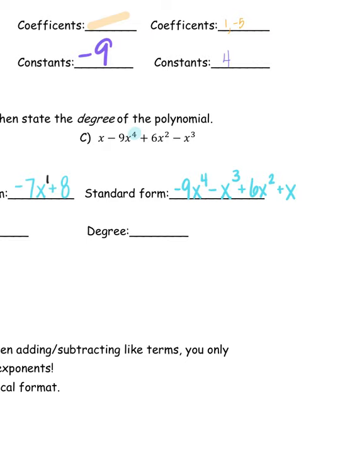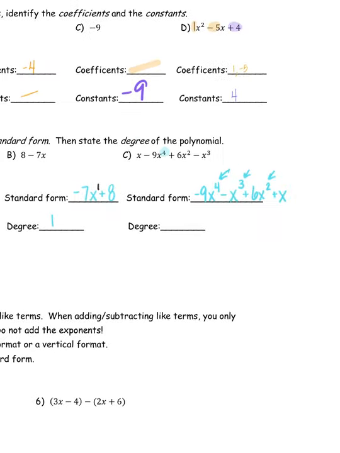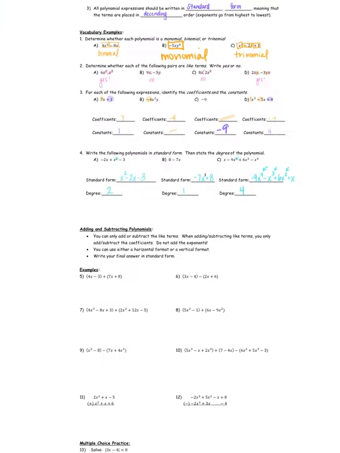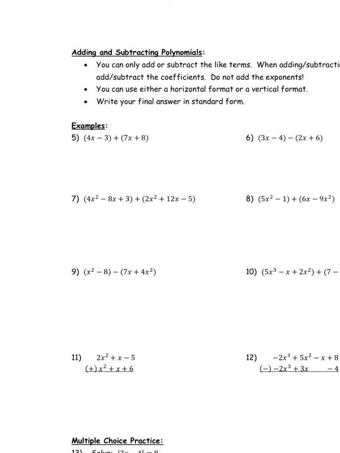And remember, it doesn't matter the number in front. Even though -9 is the lowest coefficient, we're only looking at the exponents. So it goes in order from greatest to least as far as exponents go. And the degree is the highest exponent, so the degree here is a 4th degree. Okay. So you guys know how to do this.